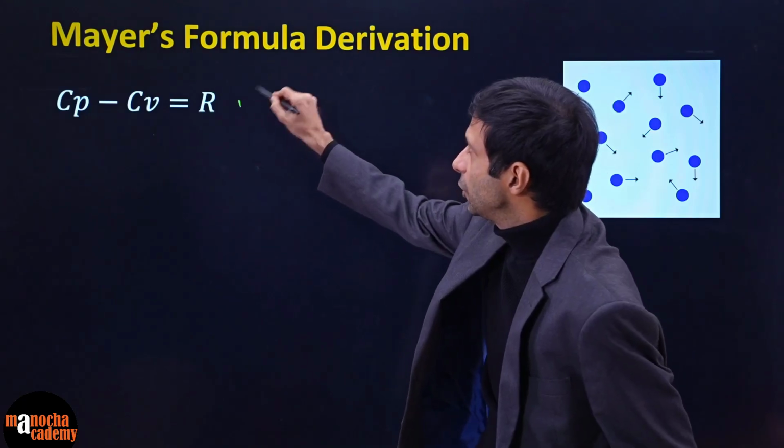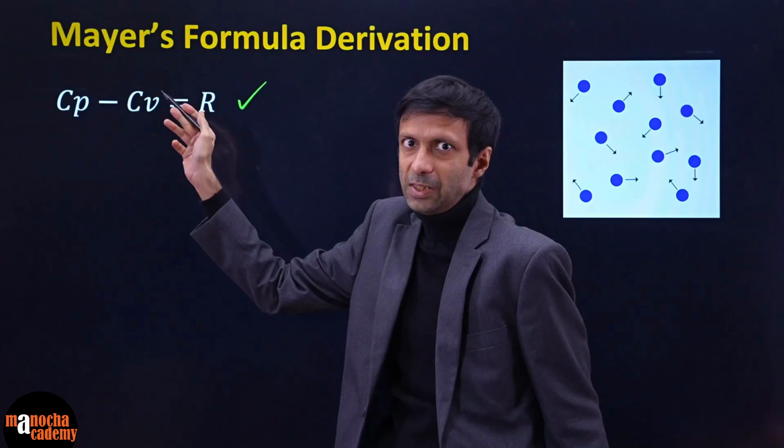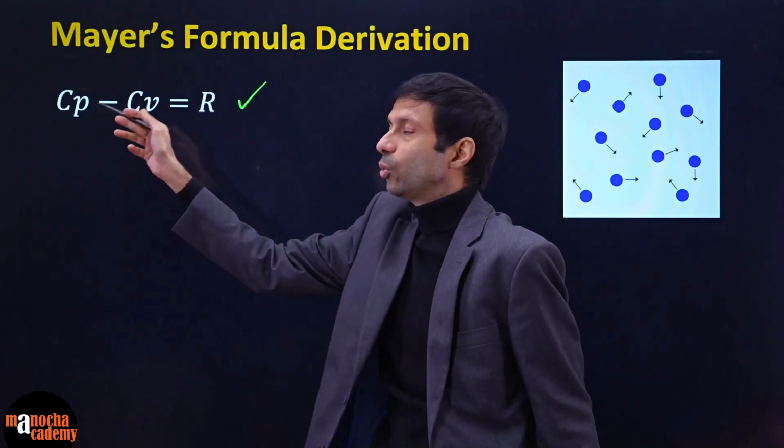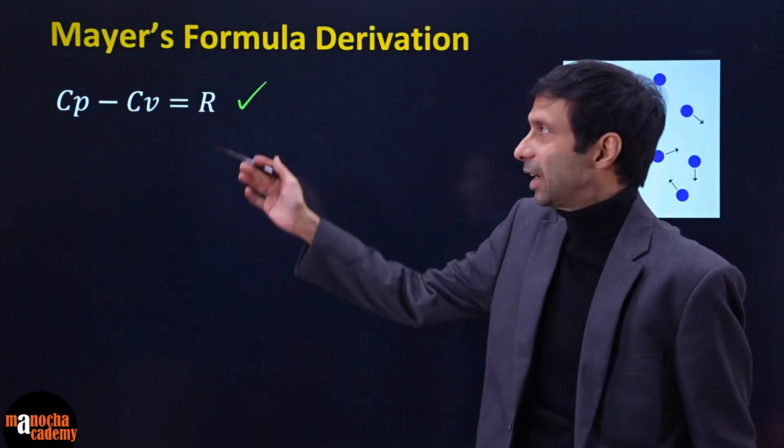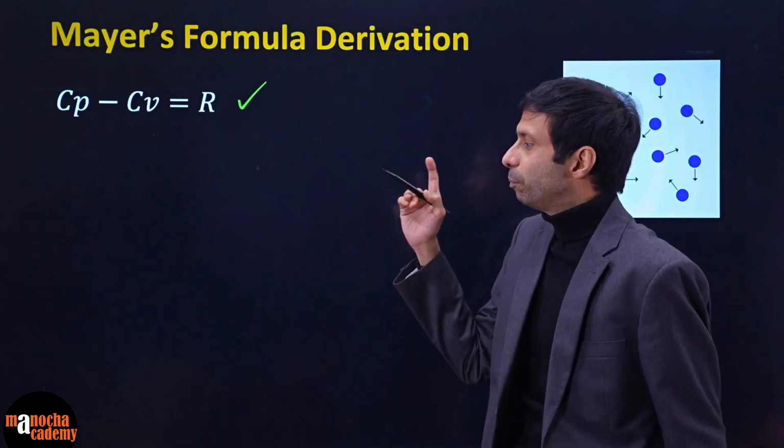Very, very important relation. Please learn this. If you know Cv, which is easy to know, f by 2 times R, you can easily find Cp. Just add R plus Cv. Okay, now the question is, how do we prove this?